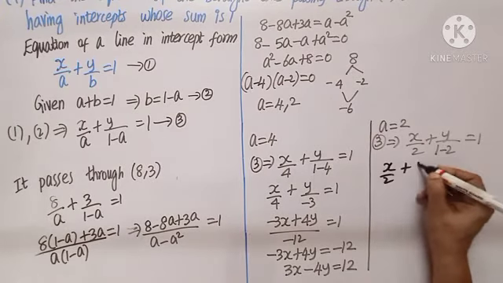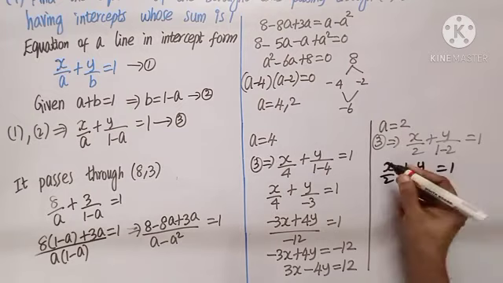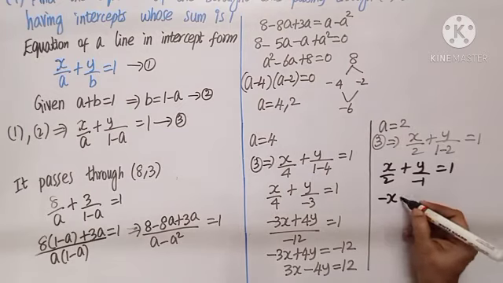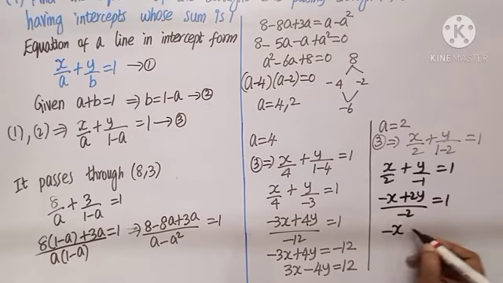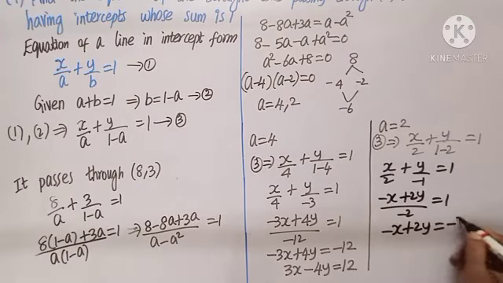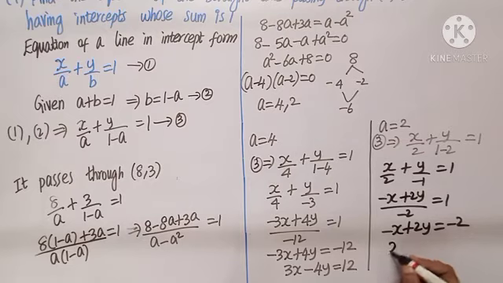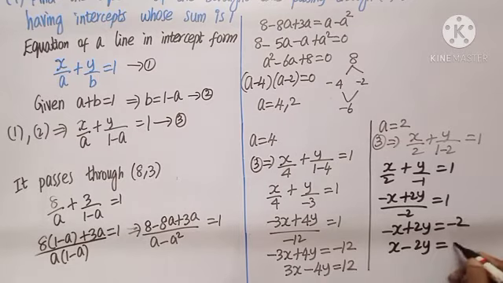x by 2 plus y by minus 1 is 1. Cross multiplying, minus x plus 2y by minus 2 is 1, or minus x plus 2y is minus 2. Changing the sign throughout, x minus 2y equals 2, and that is the answer.